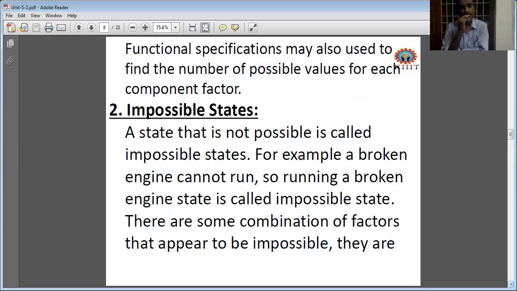Second one, impossible states. A state that is not possible is called an impossible state. For example, a broken engine cannot run. So running a broken engine state is called an impossible state, because a broken engine cannot be run. There are some combinations of factors.